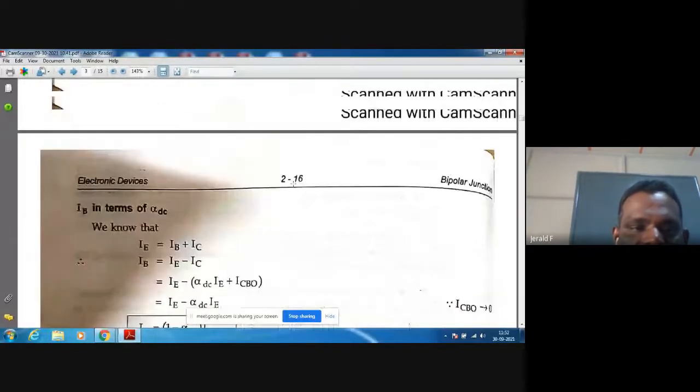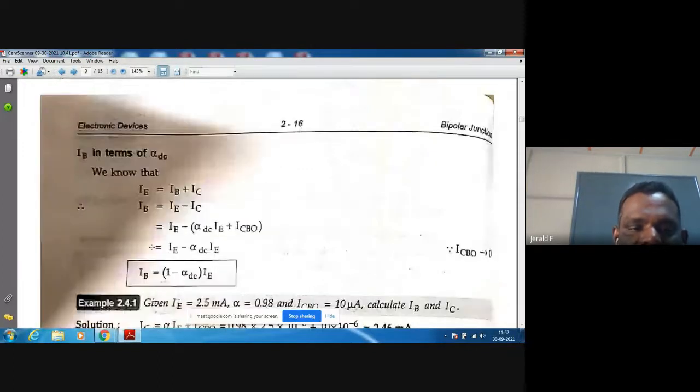This is the standard formula for the IE current. What is the IE current formula? IE is equal to IB plus IC. This is a very, very important formula. The total emitter current is equal to IC plus IB. What is the IC value? We can calculate it already: IC is equal to alpha DC into IE. So we can substitute the value. IB comes to this side: IE minus IC.